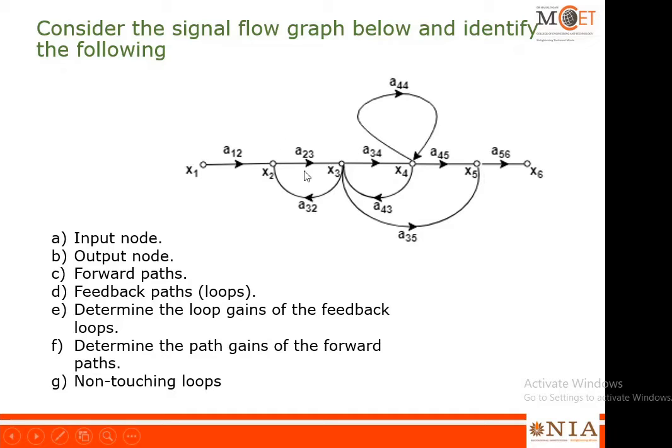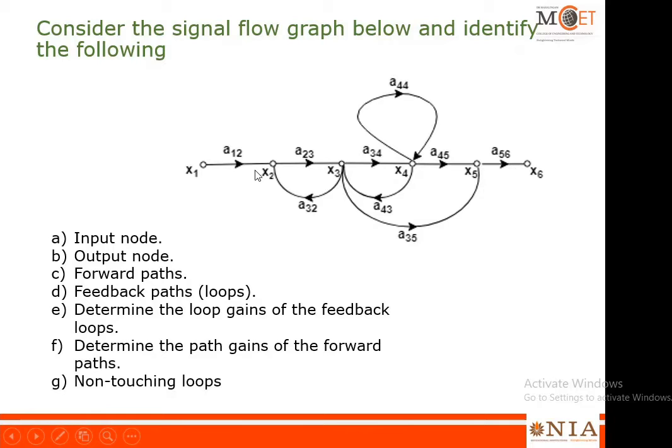So here is a small exercise that we will do so that you get a better understanding of all the terminologies. This is a signal flow graph given. These x1, x2, x3, x4, x5, x6 are the names of the nodes, or names of the signals at those points. And A12, A23, A34 are the gains of the individual branches. So now let's start. Which is the input node? This x1 is the input node. Which is the output node? x6 is the output node.